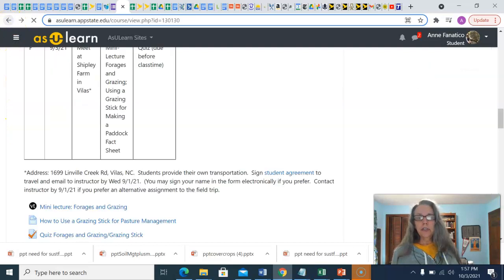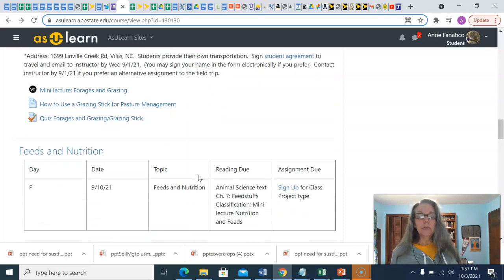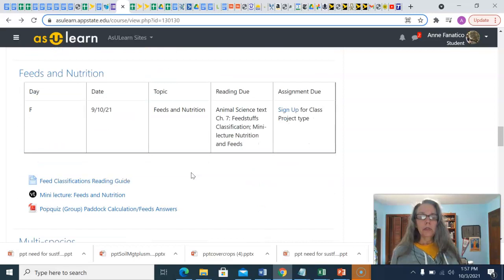So you do need to know how to use the grazing stick, and you will need to do calculations. So you'll definitely be tested on that. The next thing that we moved on to was understanding more about nutrition and feeds. And we have studied only a little bit of nutrition so far.